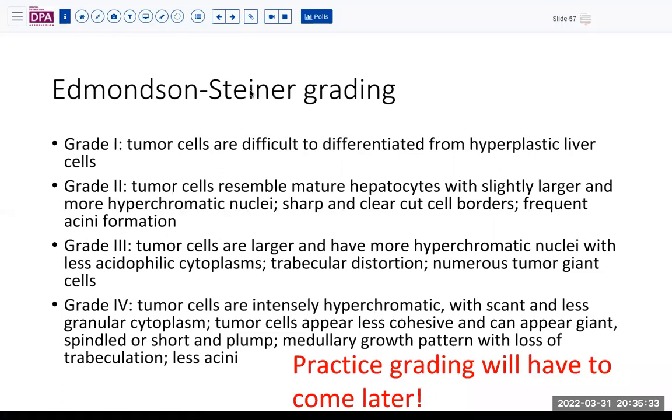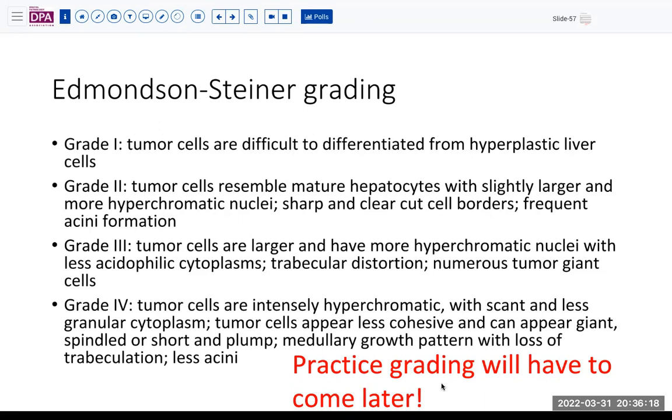So this is how the grade 4 tumors are supposed to be differentiated. Grade 1 tumor cells look a lot like normal liver cells. Grade 2 tumor cells look like mature hepatocytes, but they're larger and a little bit more hyperchromatic. They have sharp cell borders, and they'll form acini. Well, that's still a very well differentiated tumor. So those are fairly close to my mind. Grade 3, larger, more hyperchromatic, less cytoplasm, distortion, and giant cells. And grade 4 are just the very furthest extreme.